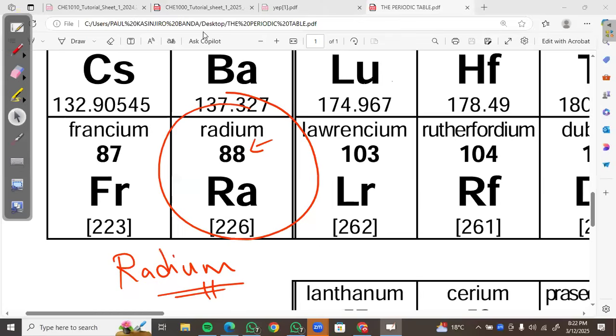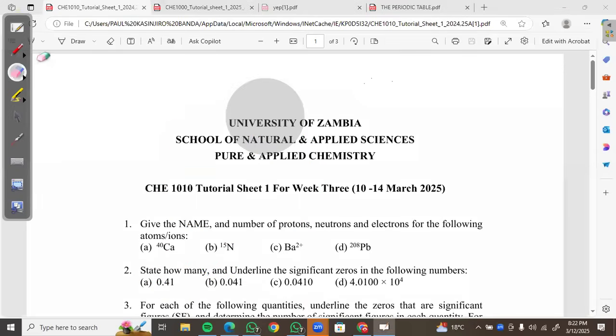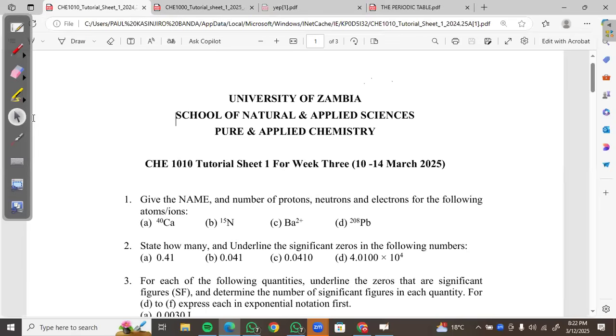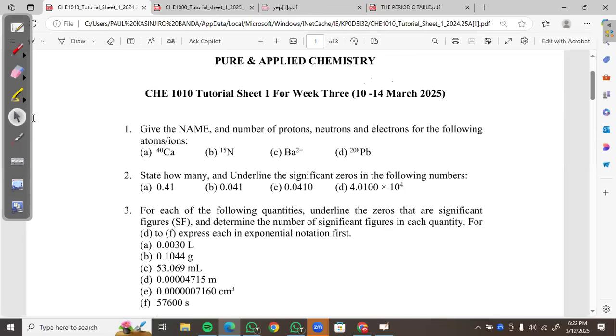So it means on, is it Saturday where we have chemistry? Okay, on Saturday we are going to look at this tutorial sheet for chemistry 1010. The concepts that we learn here can still be applied in chemistry 1000, just like the concepts that we learned in 1000 can be applied here. You can see here they're also saying state how many and underline the significant zero. The same thing that we are talking about. So make sure you don't miss that class.